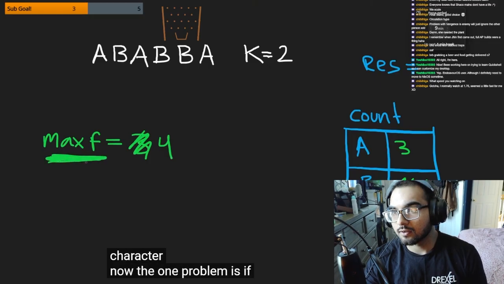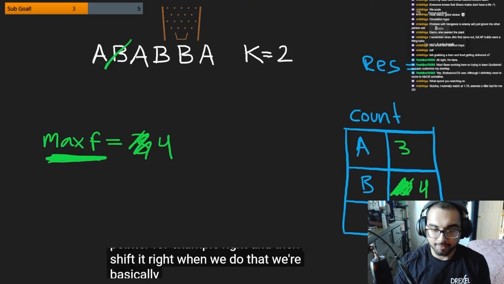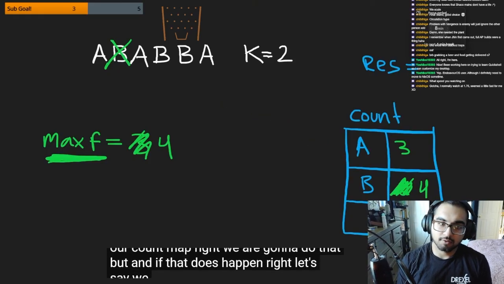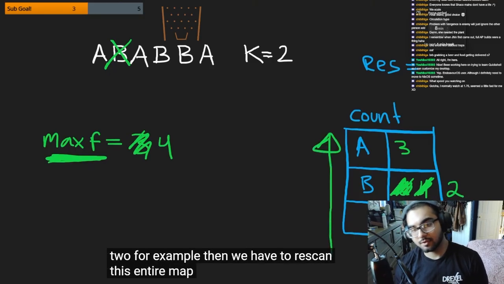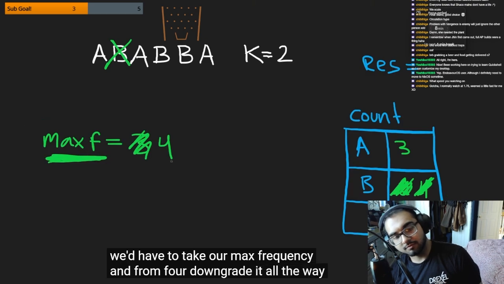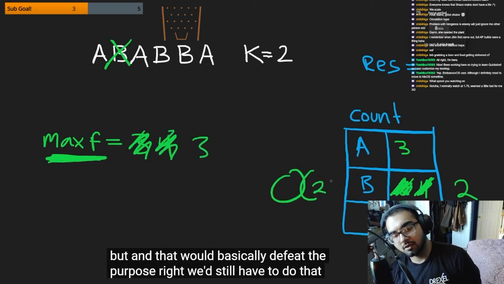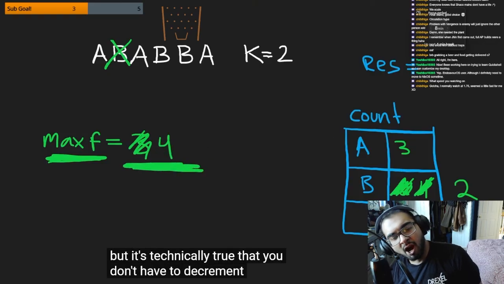Now, the one problem is if we're trying to maintain the count of the most frequent character, what happens when we take our left pointer and shift it? When we do that, we're basically removing a character, and therefore we have to update our count map. Let's say we took b, and from 4, we decremented it all the way down to 2. Then we have to rescan this entire map and find, okay, what's the new most frequent character? So we have to take our max frequency and downgrade it from 4 to a 3, for example, and that would basically defeat the purpose. We'd still have to do that big O of 26 calculation to scan through this. But it's technically true that you don't have to decrement this max frequency.